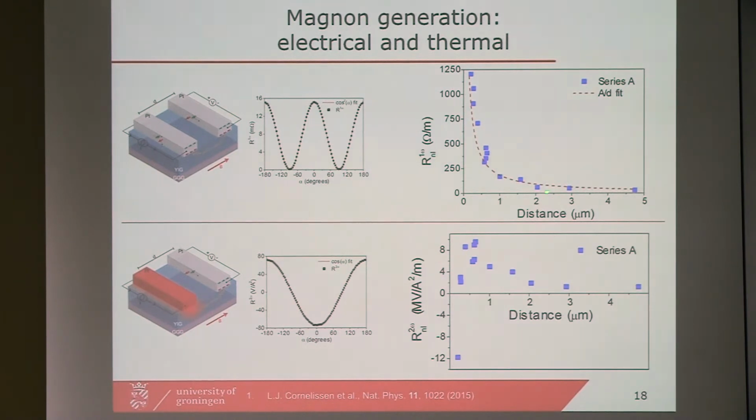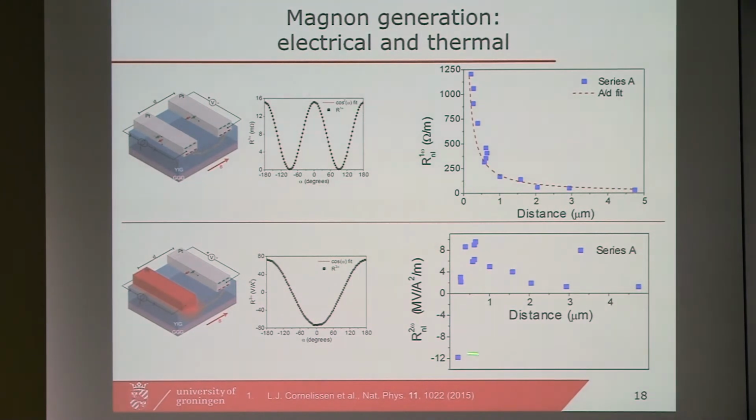So here I show a close-up for only very short distances of the electrical and the thermal signal. And now I switch back to a linear scale because we found something very peculiar in the thermally generated signal. So maybe first, the electrically generated signal scales with 1 over the distance here, which is basically what you expect from a spin diffusion picture. But the second harmonic signal seems to have this maximum here, and then it even changes its sign here.